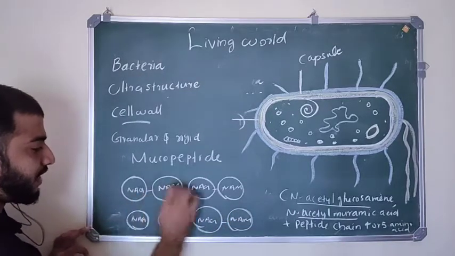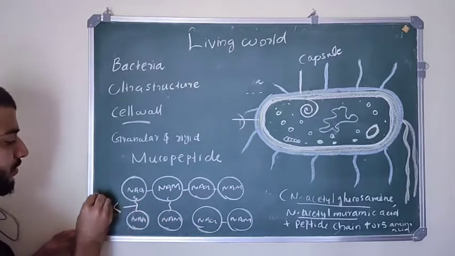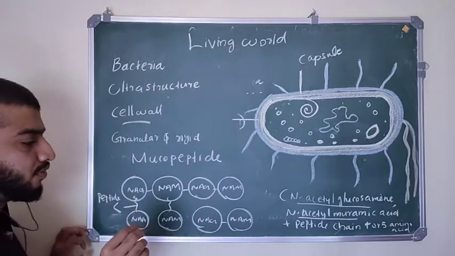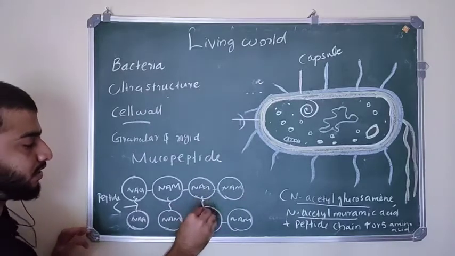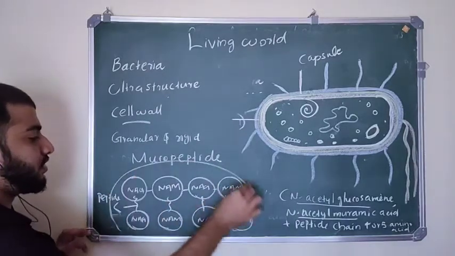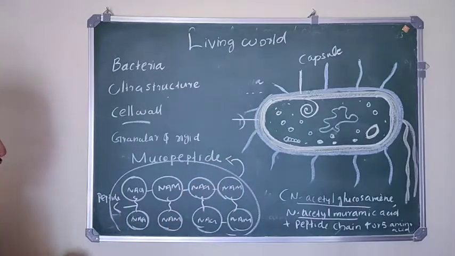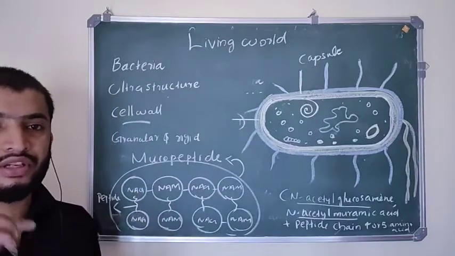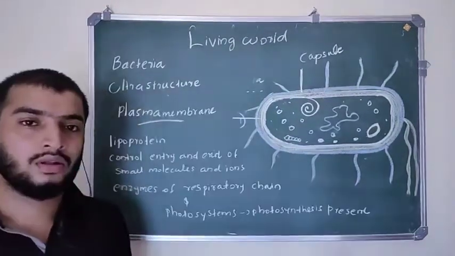And this layer and this layer are cross linked by peptides. The peptides are made up of 4 to 5 amino acids. And this whole structure is called mucopeptide or peptidoglycan. So this whole structure, which forms the bacterial cell wall, is made up of mucopeptide or peptidoglycan.